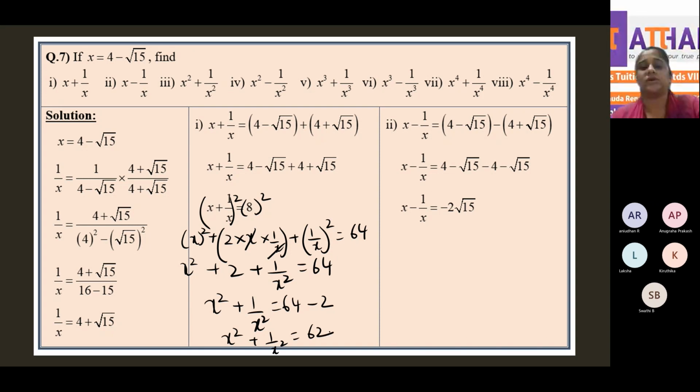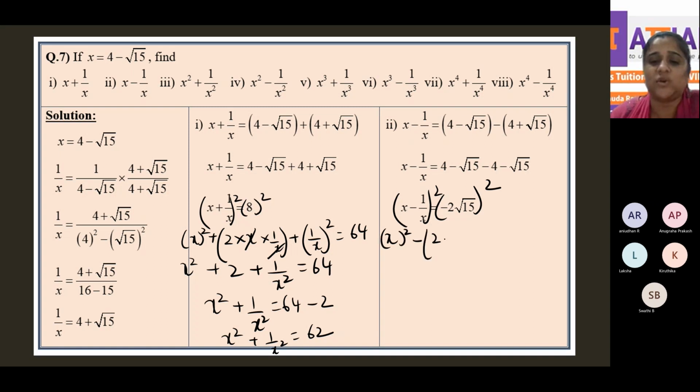You can also square this. Let's do this. So square it. A square, x square, minus 2 into a into b, minus 2 into x into 1 by x, plus b square. A minus b the whole square is a square minus 2ab plus b square.